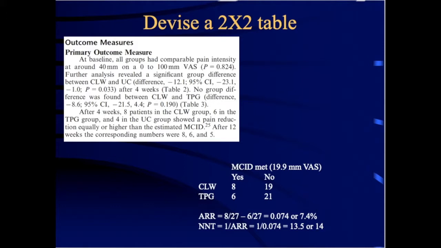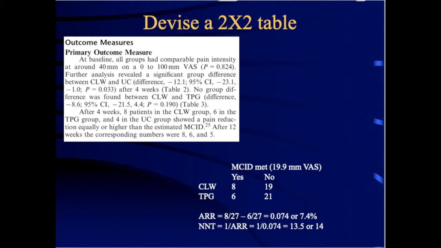Minimal clinical important difference, and in the power calculation they said it was 19.9 millimeters on a visual analog scale. So we can do our own little 2x2 table here. Of course, we only compare 2 groups, not 3, so I just chose the cabbage group and the topical group, and you can see when we do it, we have an average risk reduction of 7.4% and a number needed to treat of 13.5. I personally do not like the decimal points, because we can't treat half a person, so with conventional rounding, I would just round that up to 14 for the number needed to treat of 14.